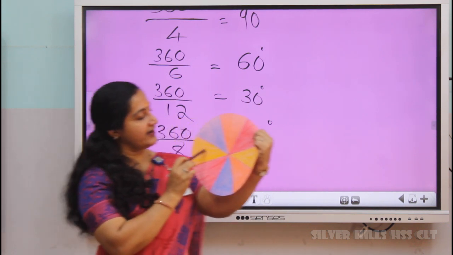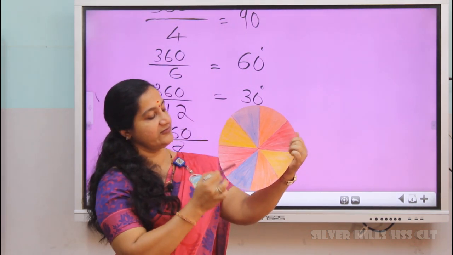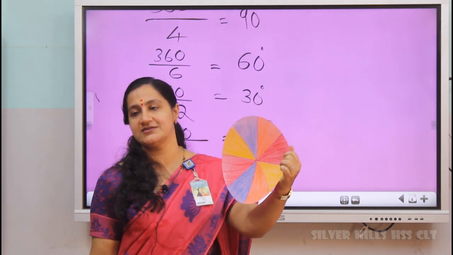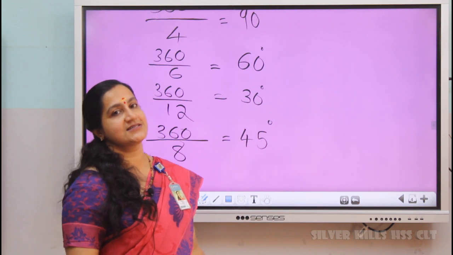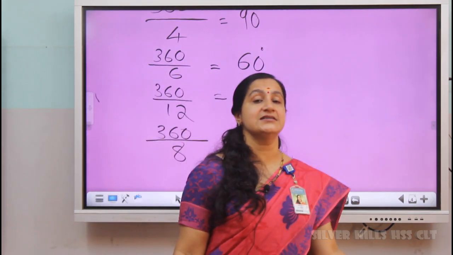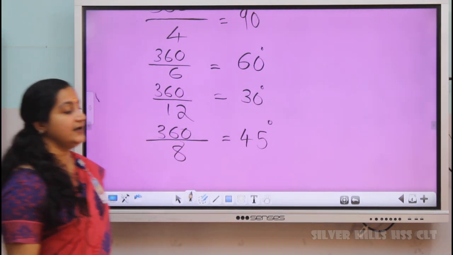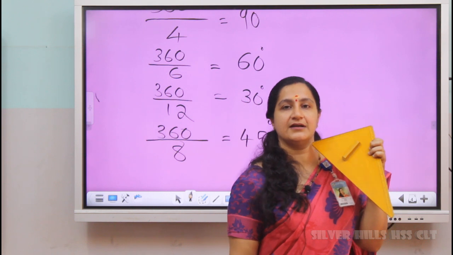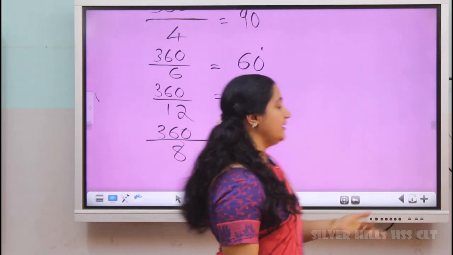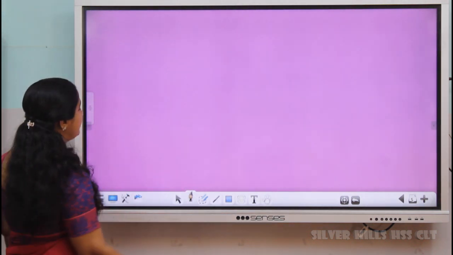So 45, 45, 45, 45, 45, 45, 45, 45. How many 45s? Eight 45s, 8 times 45 is 360 degrees. In these cases, it is easy for us to find the angle without measuring the set squares. Clear? Now, if I give you an angle, how can we find the measurement of the given angle?